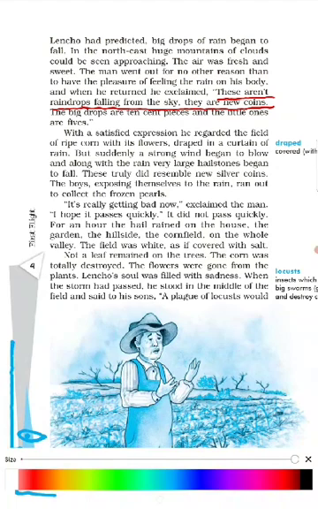Okay. With a satisfied expression, he regarded the field of ripe corn with its flowers. He is satisfied. Satisfied expressions are coming from Lencho. He regarded the field of ripe crop with its flowers. Draped means covered. The field is covered with flowers in a curtain of rains.